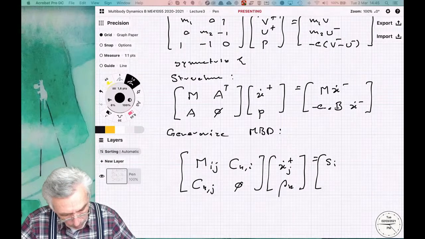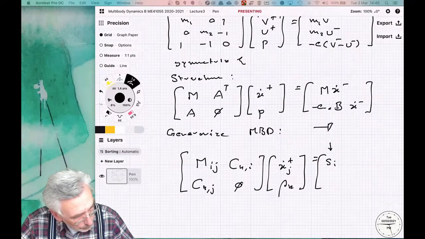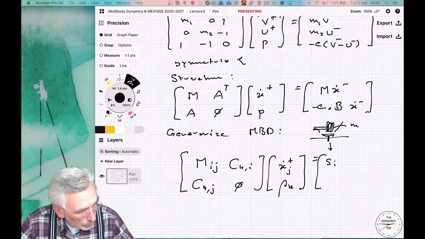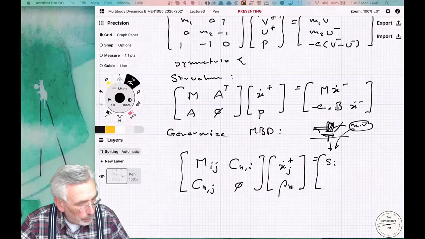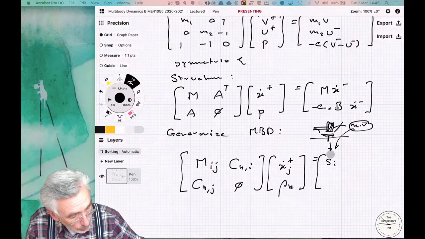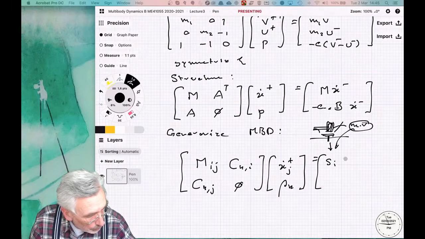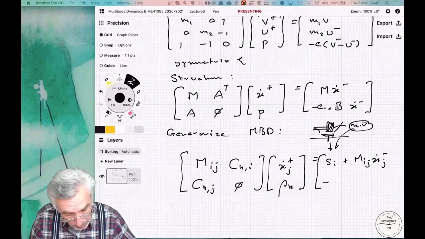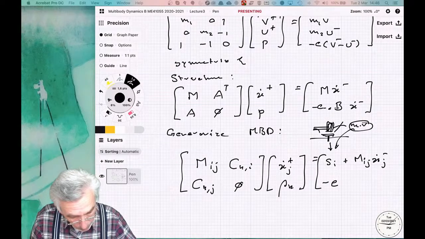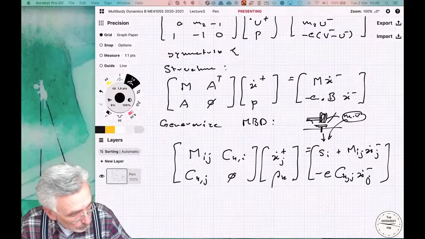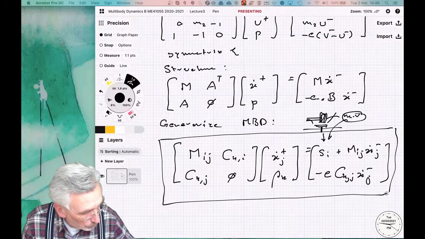Usually they're not there, but an applied impulse could be like a hammer, where you hit a nail with a hammer. Bang. That could be an applied impulse, because you know what the mass is and you know what the relative velocity is, so I apply an impulse there. But you could also say it's part of the system. If it's out of the system, then it's an applied impulse. If it's part of the system, it's just one of the coordinates. Then we have Mij times the velocities before impact. And now here we have minus E, this coefficient of restitution, times Ckj x dot j. And these are then generalized impact equations for constrained multibody systems.